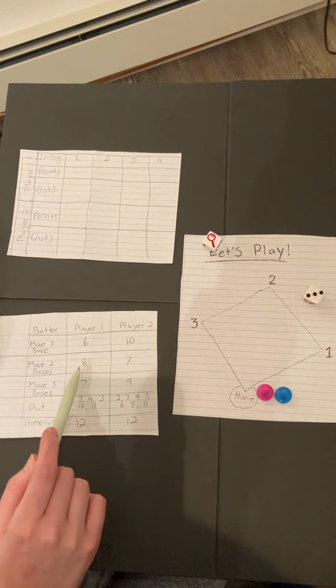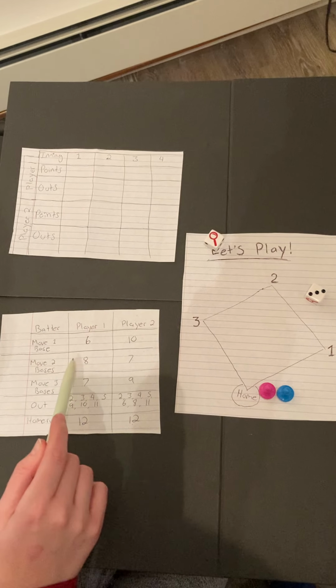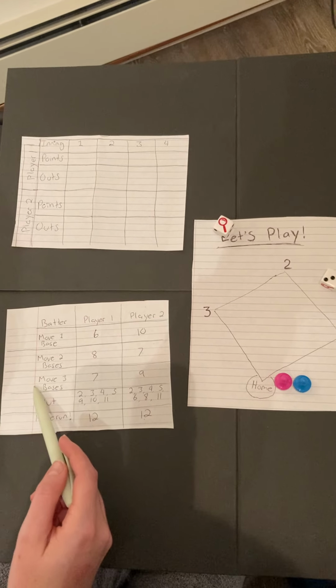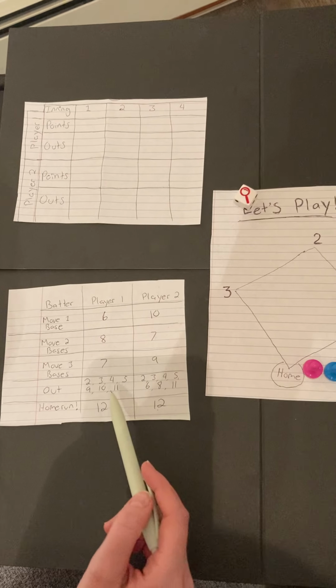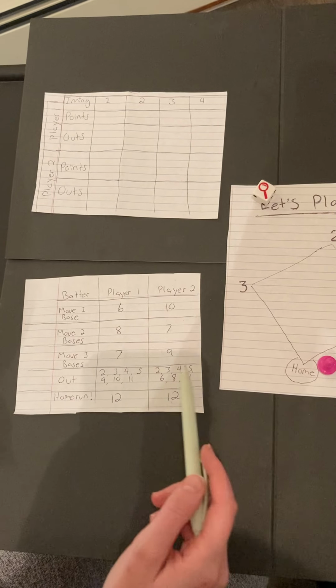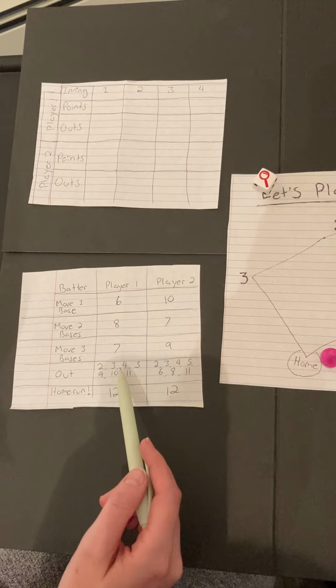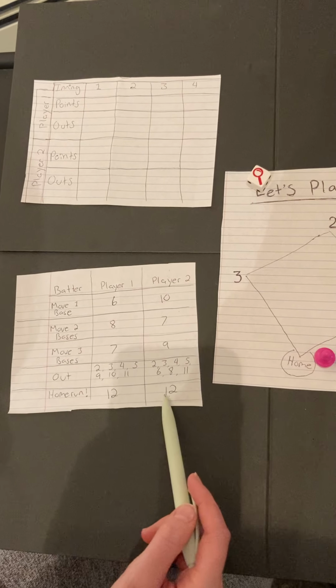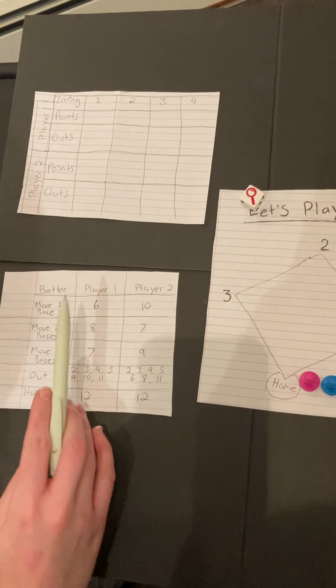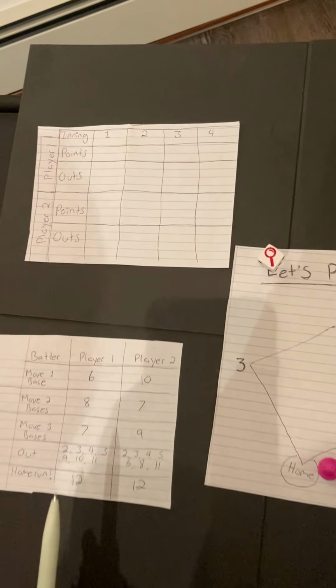You're gonna pick another number, and when you roll that number, you get to move two, and then another number, and that means you get to move three. And then every other number that's left between 2 and 11, so the last 7 numbers, if you roll that number, it means you're out. And then if you roll a 12, that's an automatic home run. So you're gonna use this to keep track of your points.